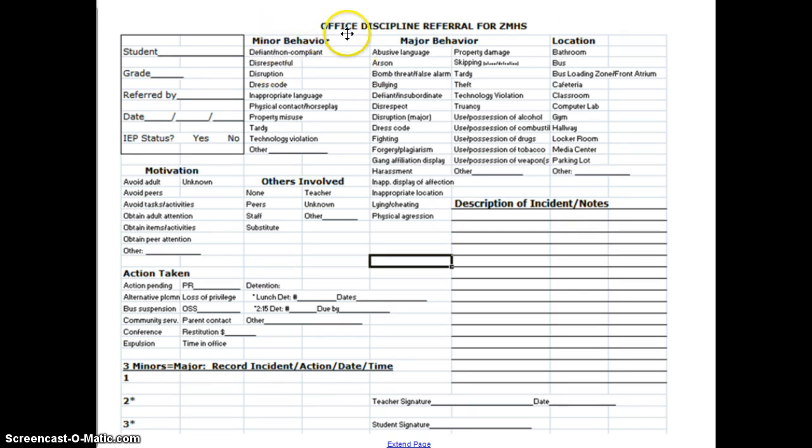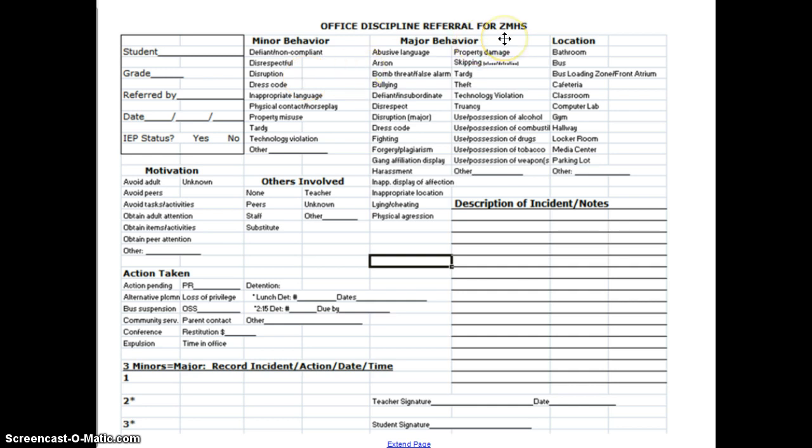The minor behaviors are things like being disrespectful, disruption, dress code, technology, and then there is a place to write other if it doesn't go under these. But in Swiss, it is tracking by how many defiant, non-compliant behavior referrals we have. How many disrespectful behavior referrals do we have? So these specific things are categories that Swiss is tracking.